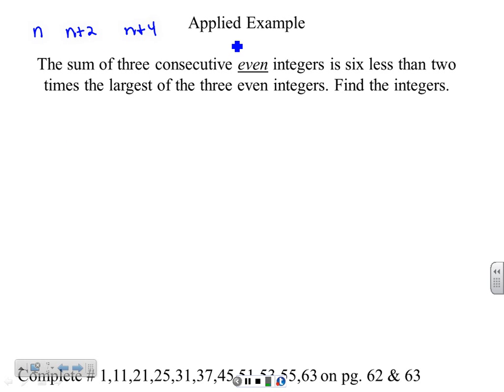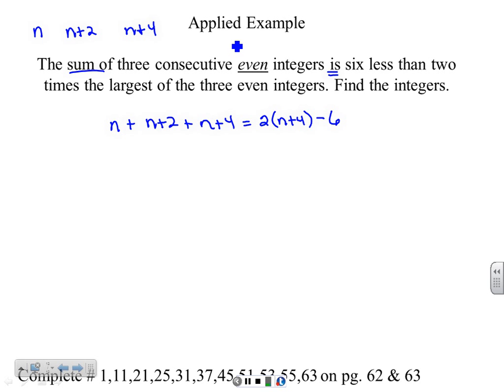So going back to the problem, the sum of 3 consecutive even integers is 6 less than 2 times the largest of the 3 even integers. On the left hand side, because it says the sum of the 3, we can just add these: n plus n plus 2 plus n plus 4. The sum of the 3 consecutive even integers is, that's always going to be your equal sign, 6 less than 2 times the larger. So if we do 2 times the larger and then lessen that by 6, that's going to be your right hand side.